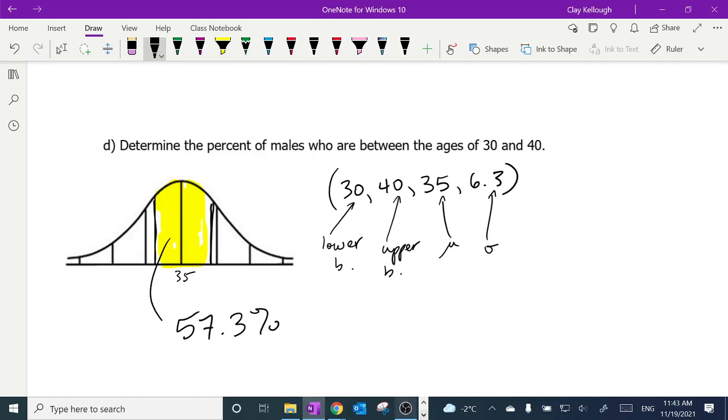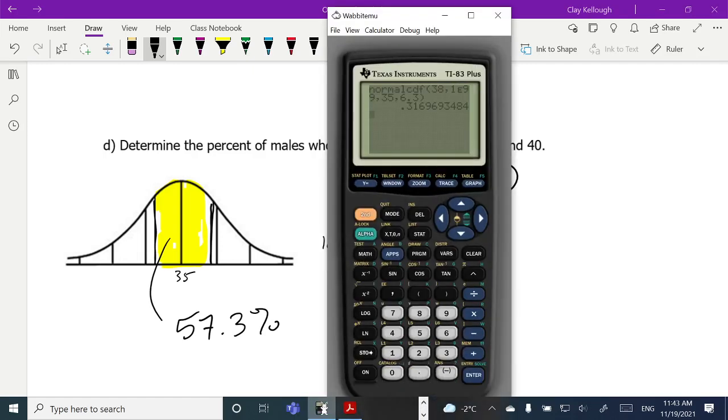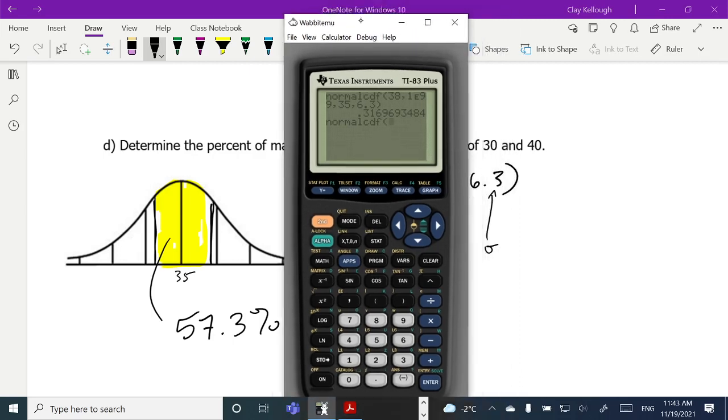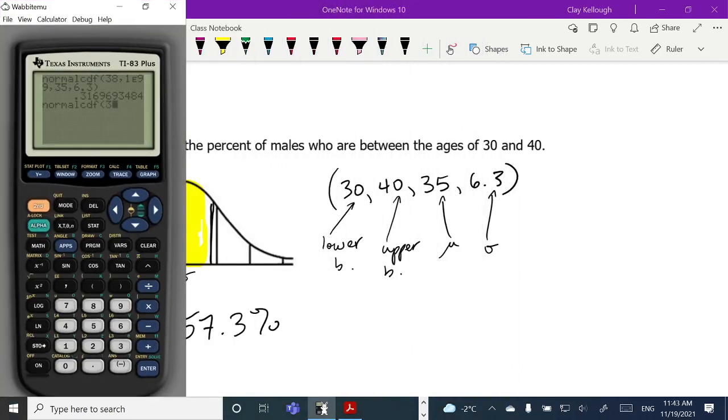On the TI, isn't that what you got? I'll check in a minute. It's normal distribution CDF, from, okay, let me use, I can't see my 4 numbers here. From 30, comma, 40, comma, 35, comma, 6.3, close brackets and hit equals. 57.3%. And if I really needed to see it drawn, I'd have to play with my windows, clear my old drawing. Can't believe I couldn't remember that from last year, or 2 years ago.